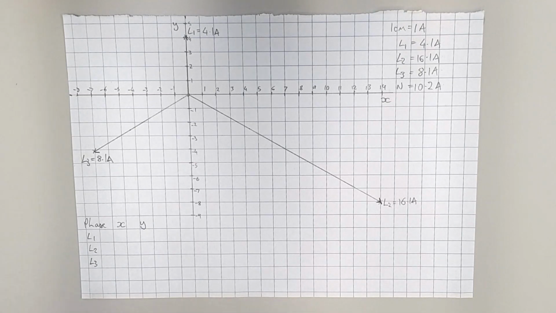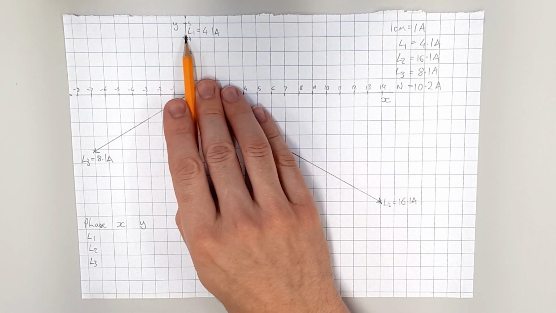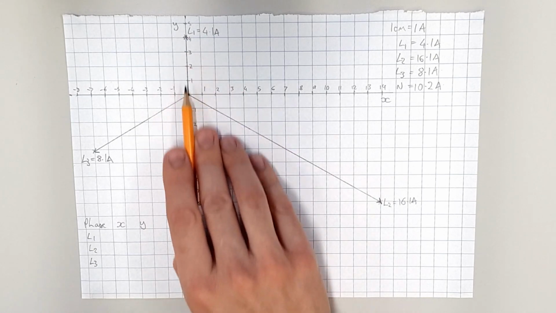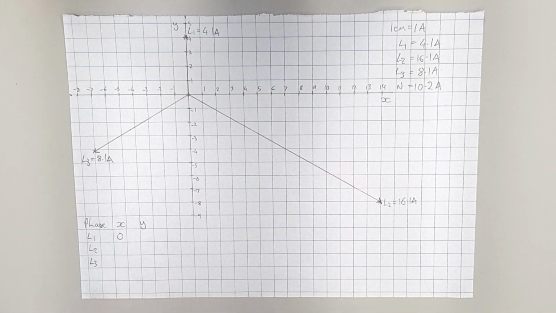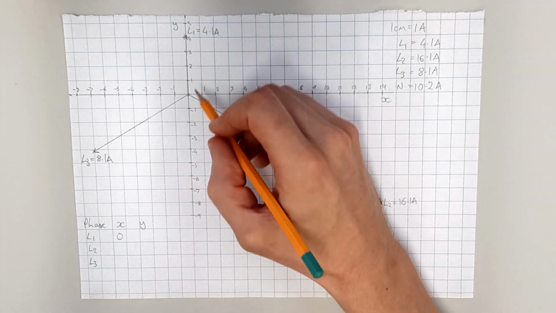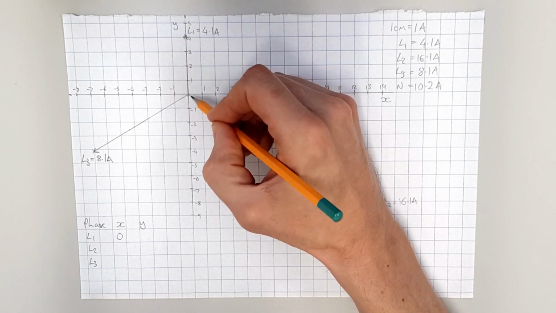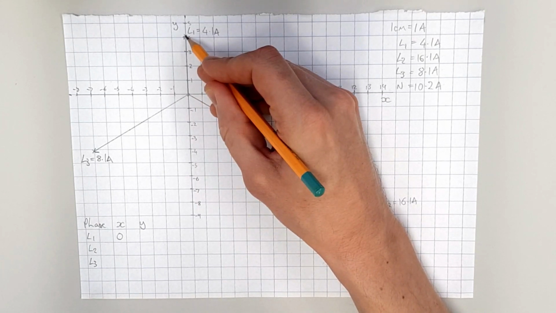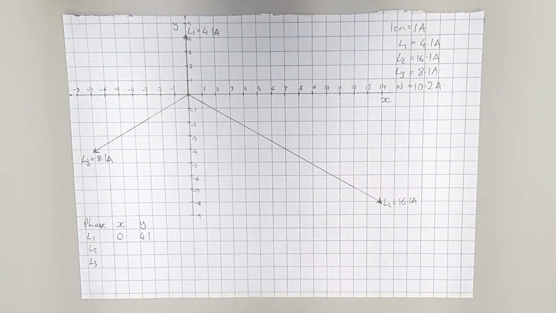Now, L1 is really, really easy to find. If we look along the x-axis and we're trying to find the x value of that point there, you can see that it lines up with 0 on the x-axis. So therefore we put a 0 under the x. L1, however, has a vertical value of, obviously, 4.1, because that line is 4.1 centimetres long, representing 4.1 amperes. So the y value is 4.1. So that's nice and easy. No maths required for that, really.